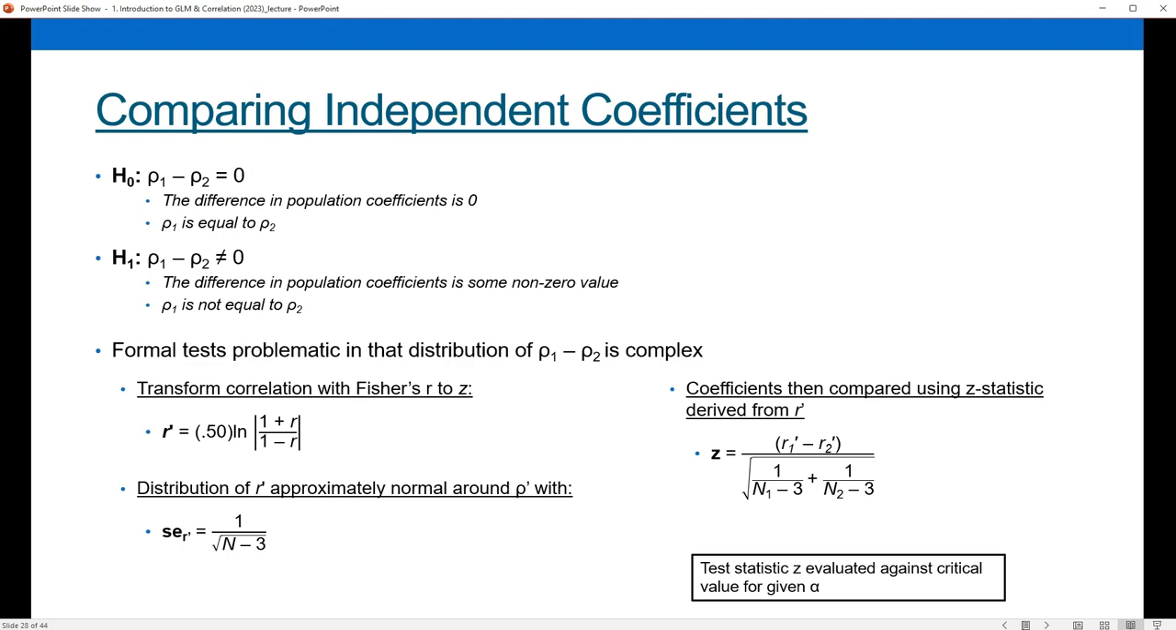We just have to do some transformations in order to get this. What I want to do is compare the correlation of X and Y in population 1 against the correlation of X and Y in population 2. I can't do that directly because it gives me a weird distribution, but if I transform each correlation coefficient into R prime and plug those into my Z formula, that gives me a test. Assuming the null hypothesis is true, do I have evidence for some difference in these correlation estimates? Okay.